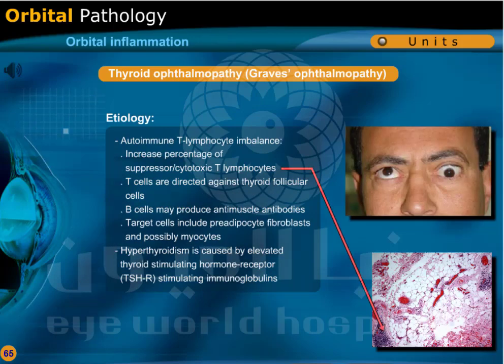There is autoimmune T lymphocyte imbalance, with increased percentage of suppressor to cytotoxic T lymphocytes. T cells are directed against thyroid follicular cells. B cells may produce anti-muscle antibodies. Target cells include pre-adipocyte fibroblasts and possibly myocytes. Hyperthyroidism is caused by elevated thyroid stimulating hormone receptor stimulating immunoglobulins.